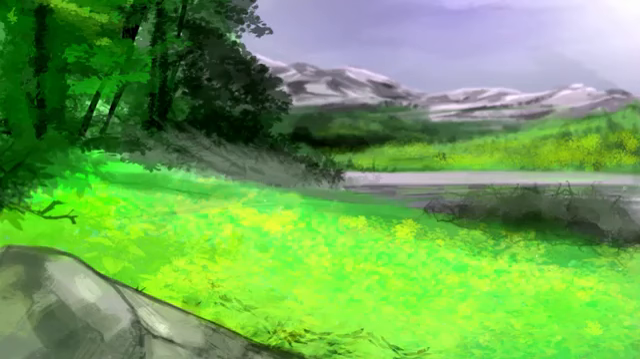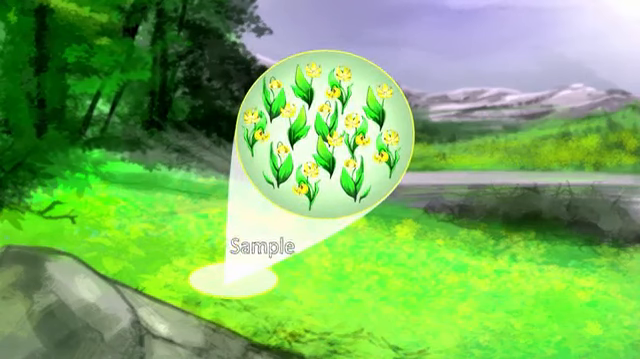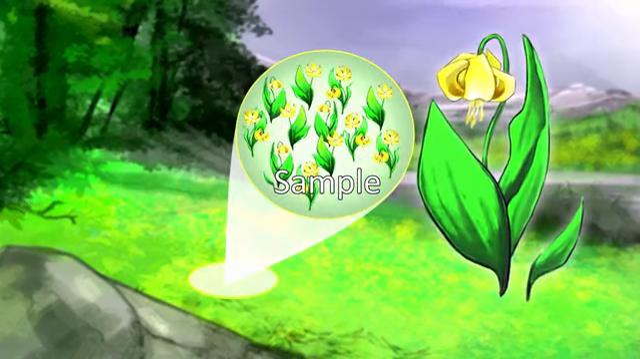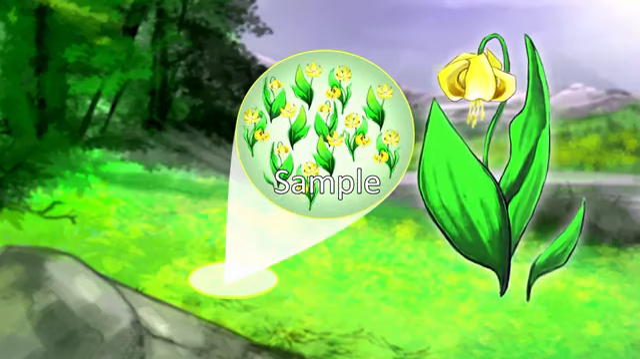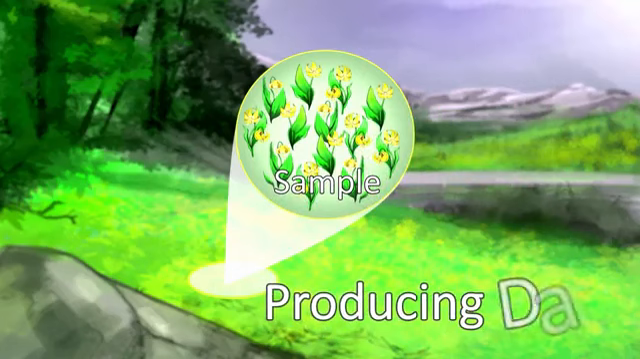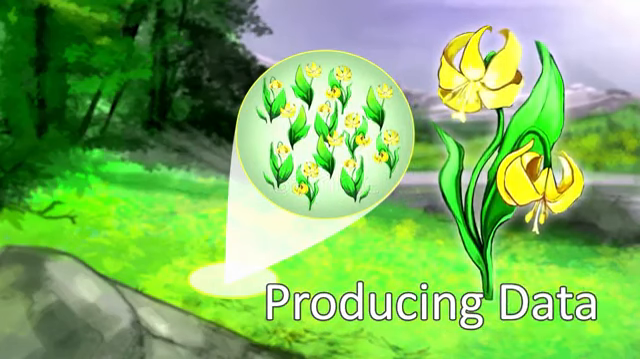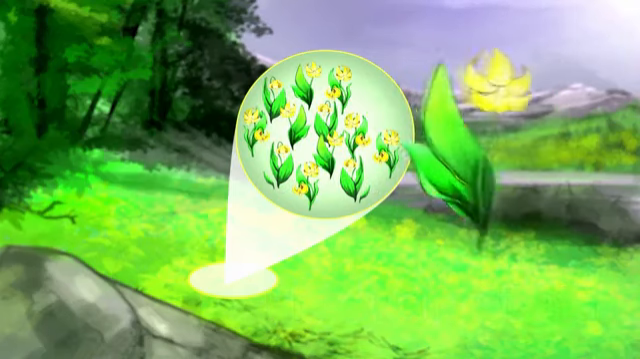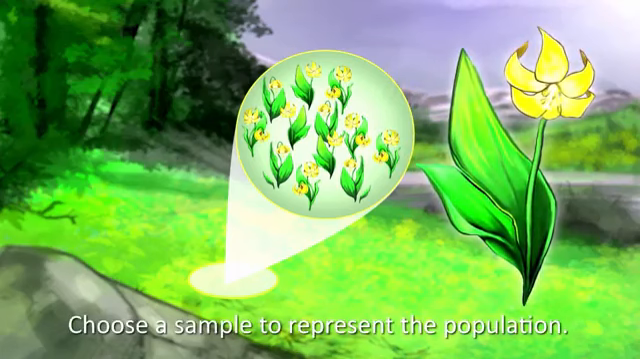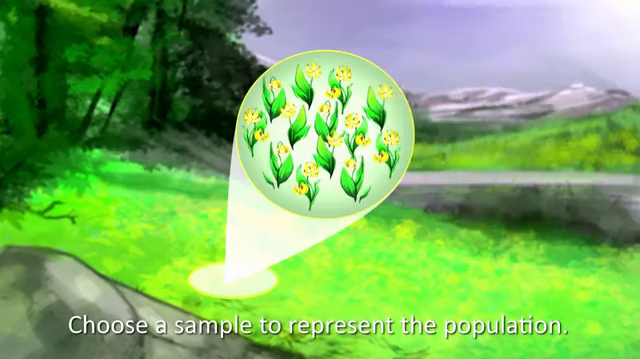A more practical approach would be to examine and collect data only from a subgroup of the population, which we call a sample. We call this first step, which involves choosing a sample and collecting data from it, producing data. Since, for practical reasons, we need to compromise and examine only a subgroup of the population rather than the whole population, we should make an effort to choose a sample in such a way that it will represent the population as well.